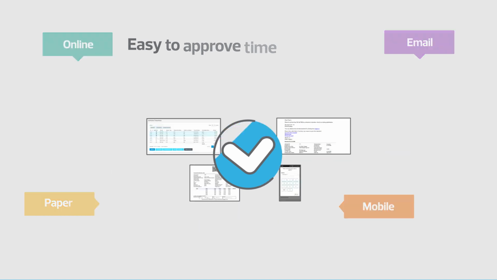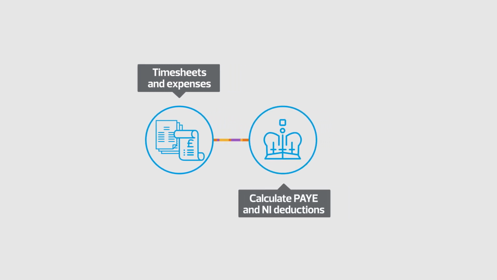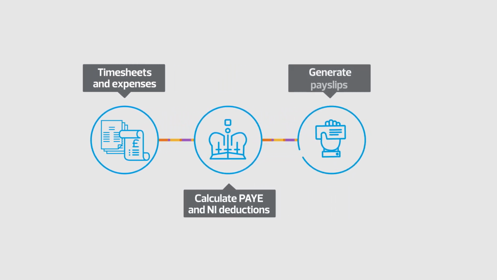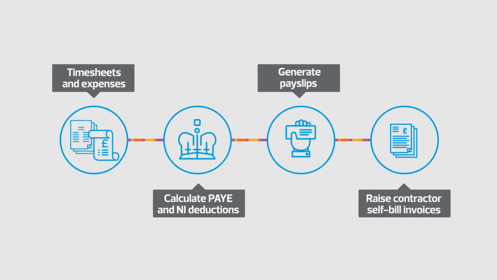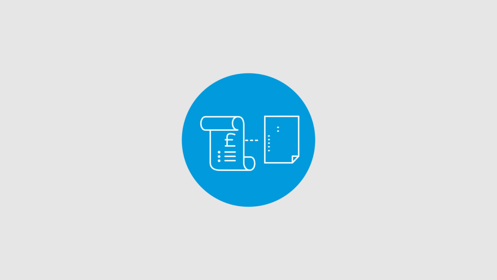Once you've captured your timesheets and expenses, we calculate the PAYE and national insurance deductions, generate payslips, and raise contractor self-bill invoices. Then, we generate your sales invoices with corresponding timesheets automatically matched and upload these to your finance provider if required.